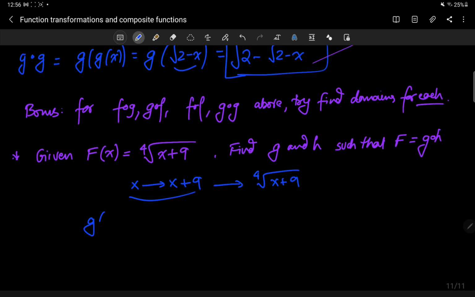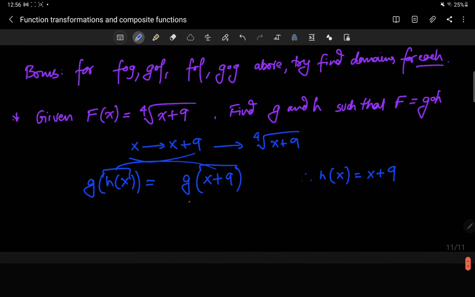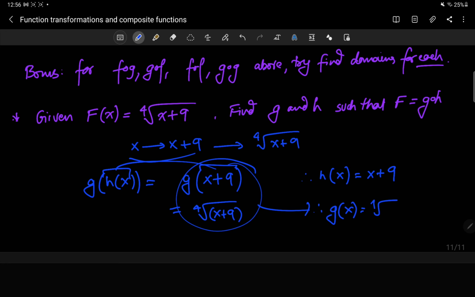So you would want g of h of x to give you g of x plus 9, and that implicitly tells you that h of x then should equal x plus 9. And then you want g of x plus 9 to equal the fourth root of x plus 9, and this together tells you that the function g must be the fourth root function.